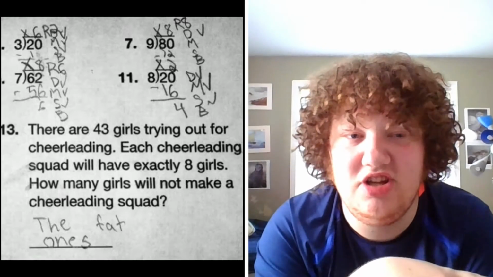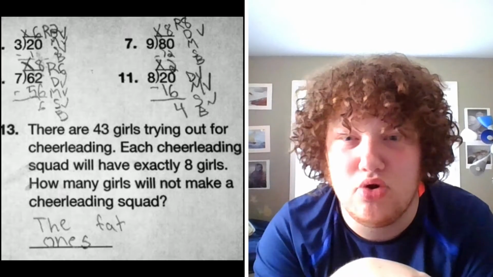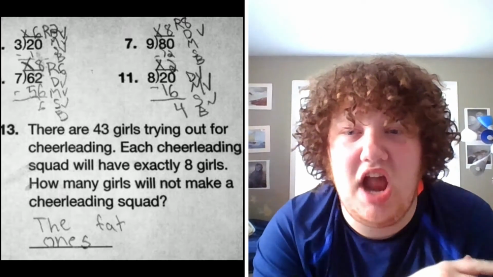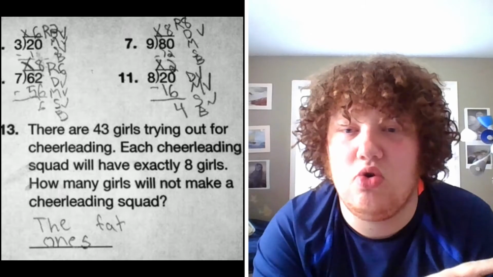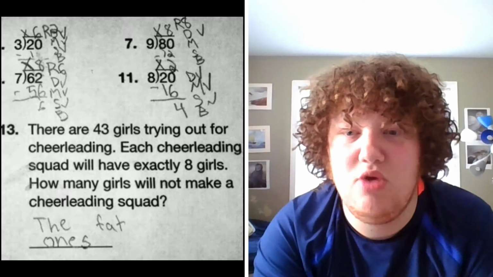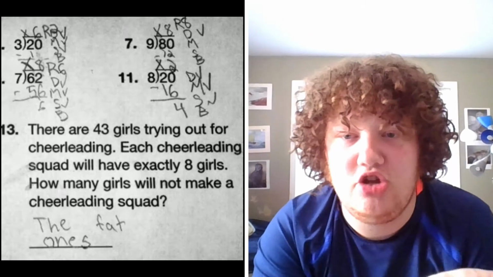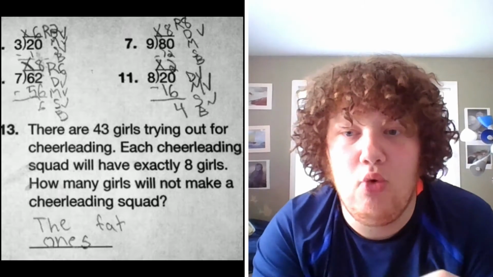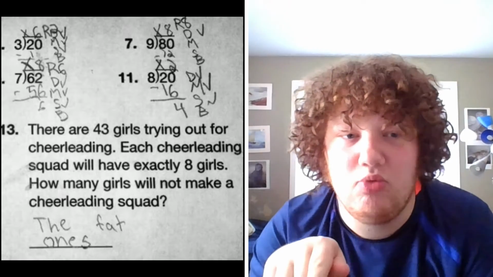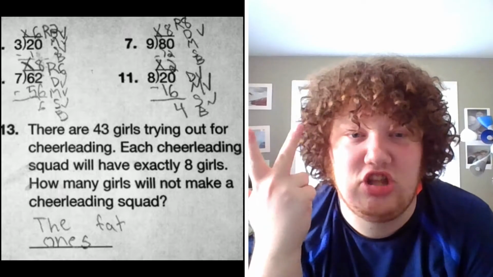Okay, in all seriousness, I think the answer the teacher was looking for was supposed to be written as a number, but this kid was just being savage. There aren't any descriptions of any of the girls, it's just saying how many girls there are, and how many will be on each cheerleading squad, and how many will not be. Well, let's do the math. So we have 43 girls, and each squad will have 8 of them. 43 divided by 8 is 5 groups with a remainder of 3. So the answer is 3.